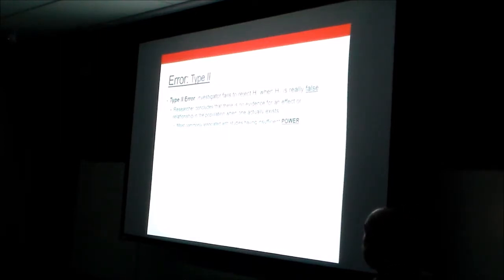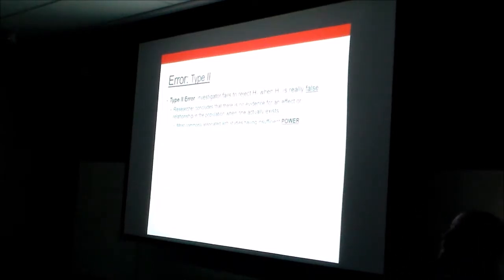Our type 2 error is saying that we've failed to reject the null hypothesis when the null hypothesis is really false. There's an effect out there to be had, we just missed it, right? We're saying that we can't conclude a reliable effect, but there actually is an effect out there to be found. Most commonly associated when our studies have insufficient power.